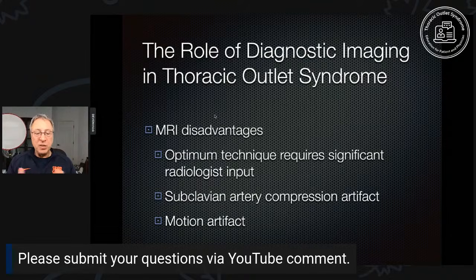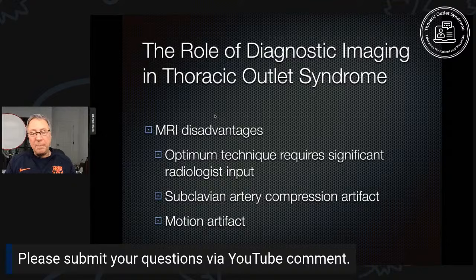Secondly, there is an artifact that occurs when you inject the dye into the vein in your elbow. It can make one of the subclavian arteries look like it's compressed when it's really not compressed. So you have to be careful of that and work around it. And then motion artifact.